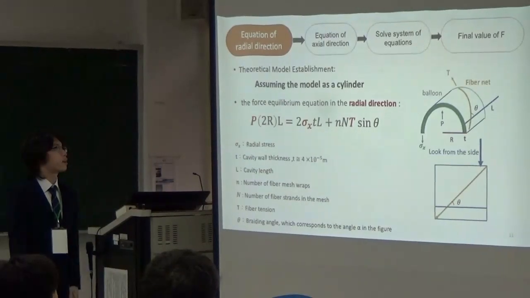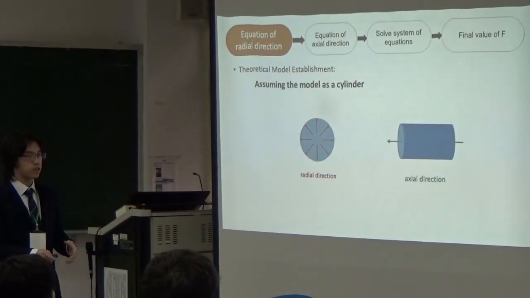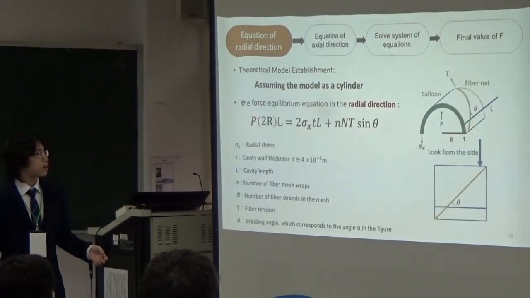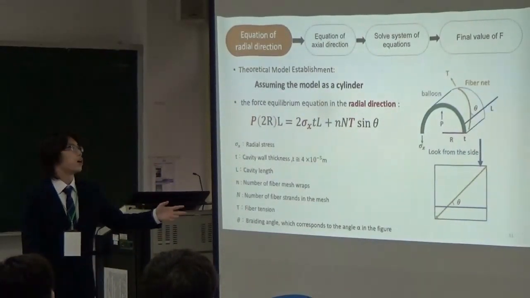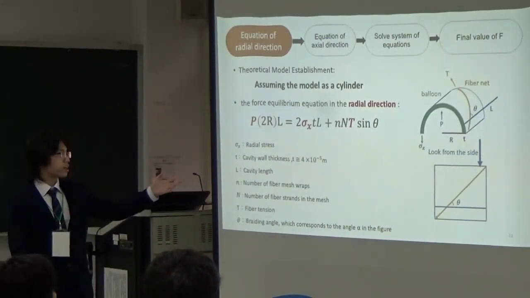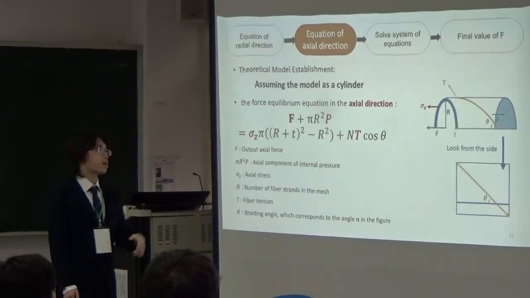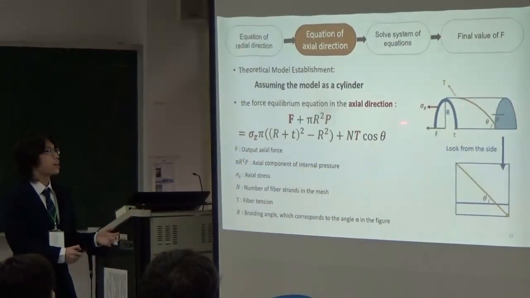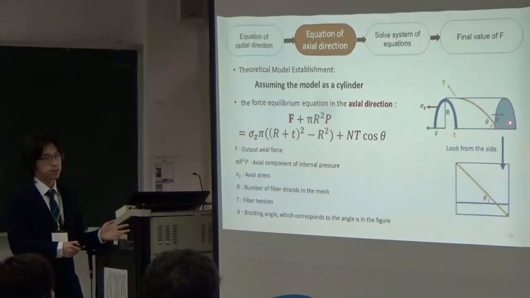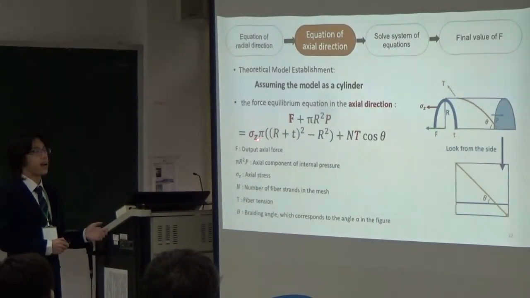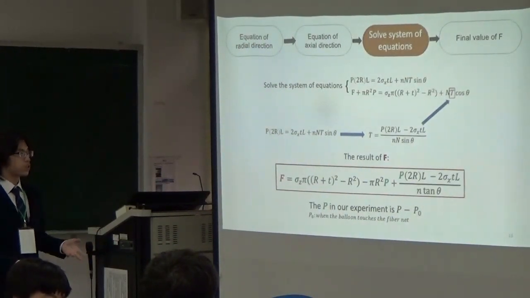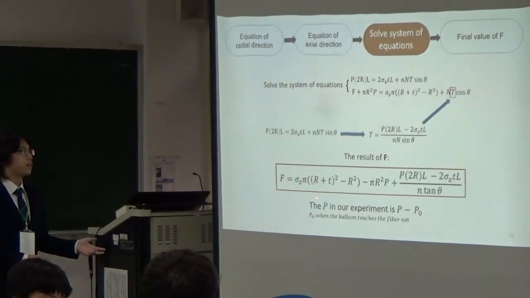And next is our theoretical part. So first, we're going to divide the direction into two directions. One is the radial direction, and the other is the axial direction. So we can have an equation of the radial direction over here. It will be mostly about the pressure that's acting on the side of our cylinder, and also the radial stress and fiber tension. And the other equation is about the axial direction, and it is mostly about the force F that we're measuring and the pressure that's acting on the bottom side of the cylinder, and the axial stress and also fiber tension. So we're going to solve the system of equations, and we can get the final result of F, and it looks like this.